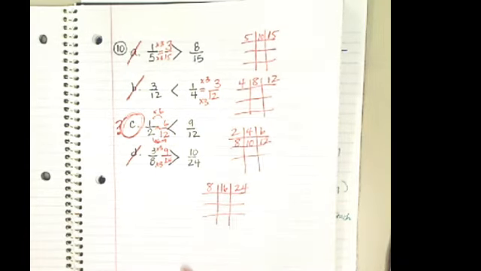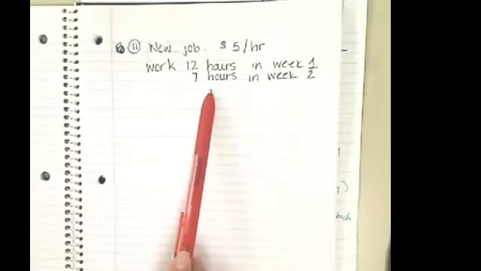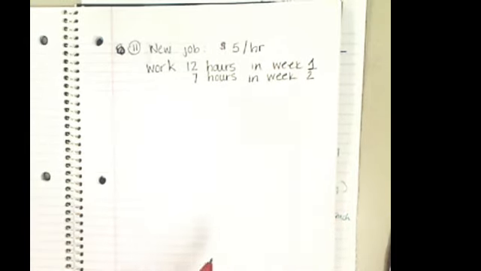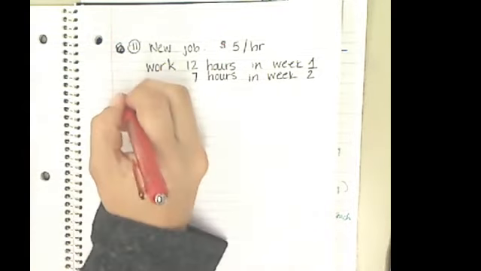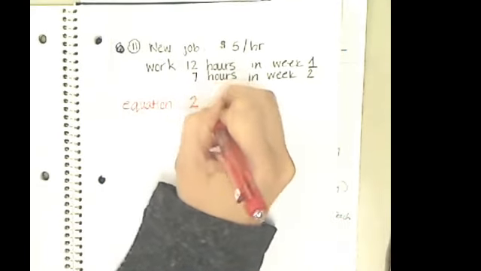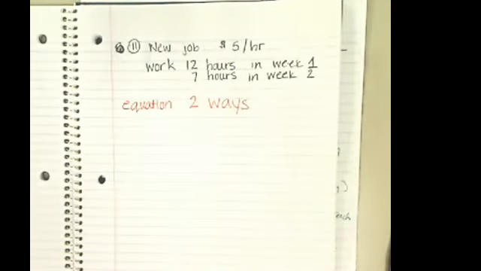Let's look at number 11. You get a new job that pays $5 an hour. If you work 12 hours in week 1 and 7 hours in the next week, write 2 equations that show you how much money, or M, you earned in all. So it wants you to show an equation in 2 ways. So we need to be able to identify 2 different equations that will give you the same answer. Well, let's look at how we can approach this.